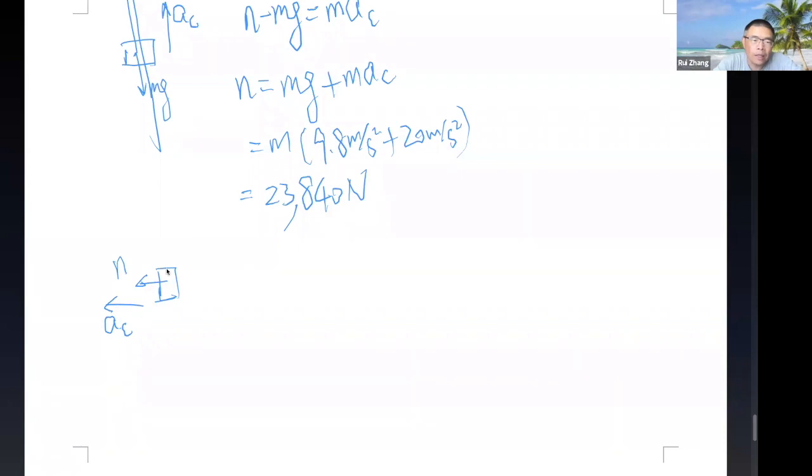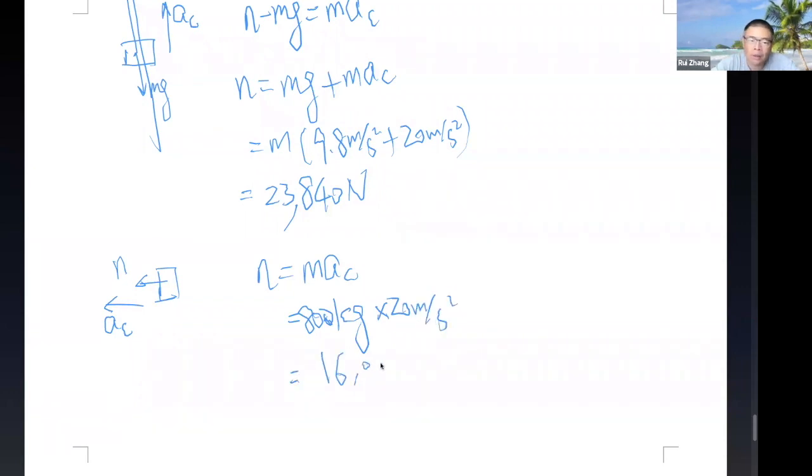So in the third case, you simply have N equals mac, because that's the total force going along this direction. That's mass times centripetal acceleration. So in that case, you simply have 800 kilograms times 20 meters per second squared. So in the last one, you got 16,000 Newtons.